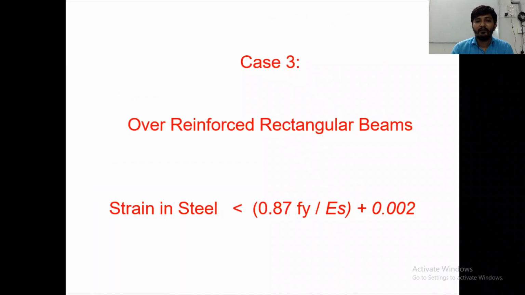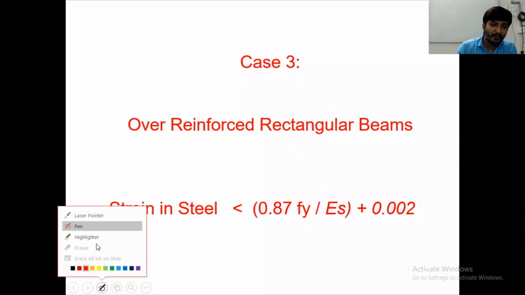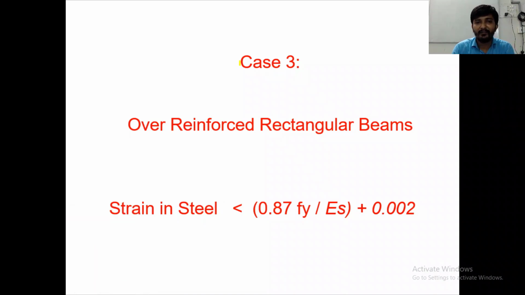So this completes our case number 2, and let's move to case number 3 now. Our case number 3 is for over-reinforced rectangular beams. In this over-reinforced rectangular beam, strain in steel is less than 0.87 Fy divided by Es plus 0.002.